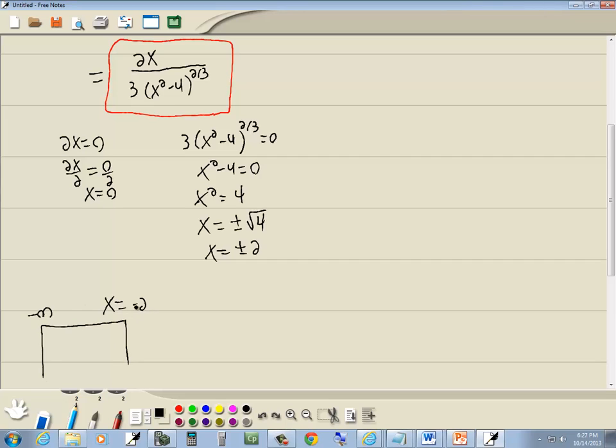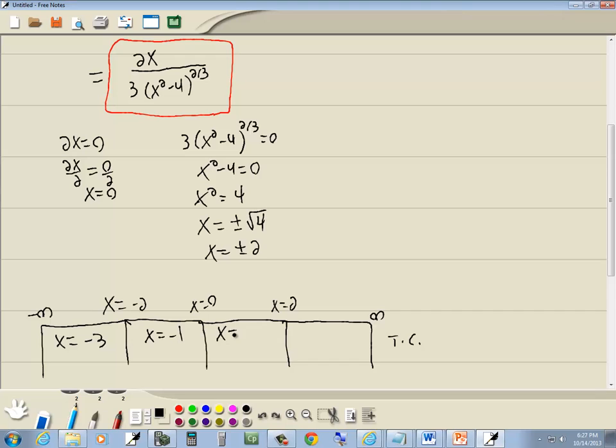Clear over here is negative infinity. Then we've got 0. Then we've got positive 2. And then clear over here is positive infinity. Now we want to choose test cases. I want to choose something between negative infinity and negative 2, like negative 3. Something between negative 2 and 0, like negative 1. Something between 0 and 2, like 1. And something greater than 2, like 3 or 4. Now I want to plug those into my derivative.